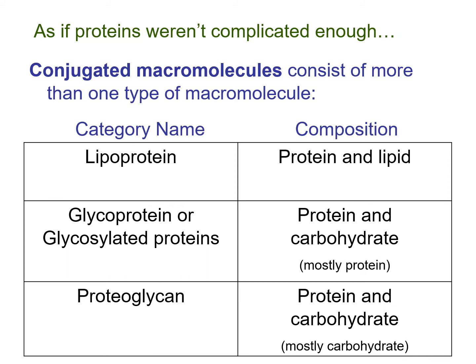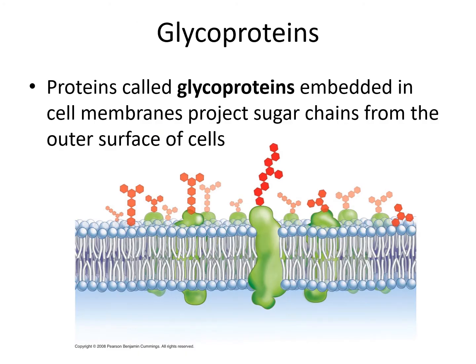To glycosylate something is to stick carbohydrate to it, basically stick sugar to it. We can also have proteoglycans, which are also a mixture of protein and carbohydrate, but in this case they're mostly carbohydrate. So they're carbohydrate mainly with a little bit of protein. Glycoproteins serve a number of critical roles in our bodies and in our cells. For instance, they identify cells as belonging to you, and they identify the type of cell. They're also involved in cell-to-cell communication.